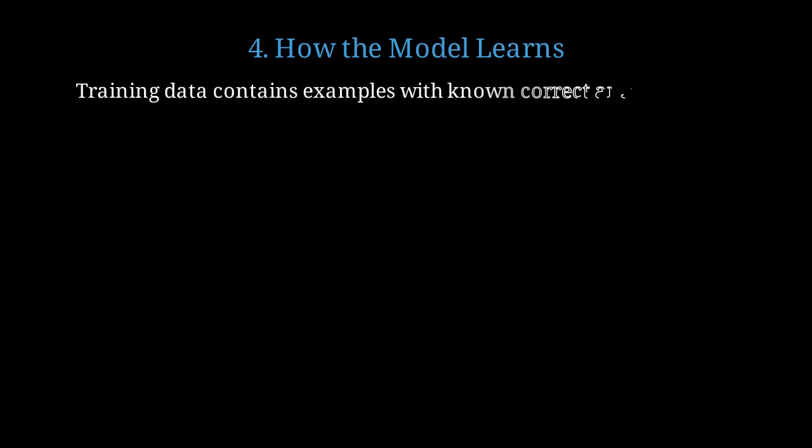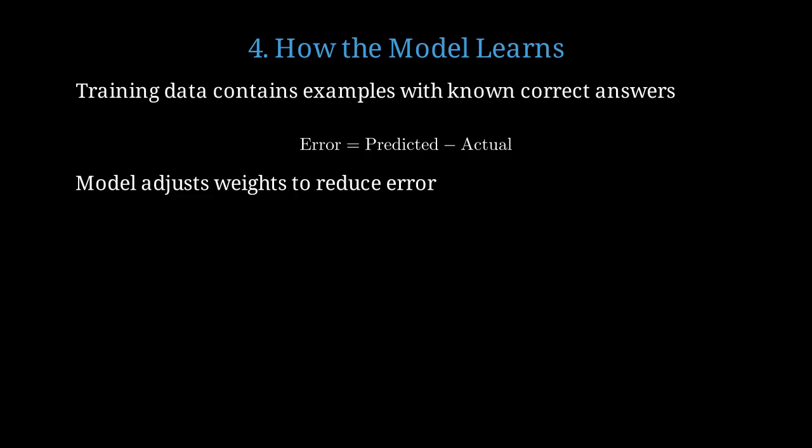The model learns by adjusting its parameters to minimize mistakes. We start with training data that contains examples with known correct answers or labels. The error is the difference between what the model predicted and the actual correct answer. The model gradually adjusts its weights to reduce this error, getting better with each iteration. Like a target getting smaller, the model's errors decrease as it learns, converging toward the optimal solution.